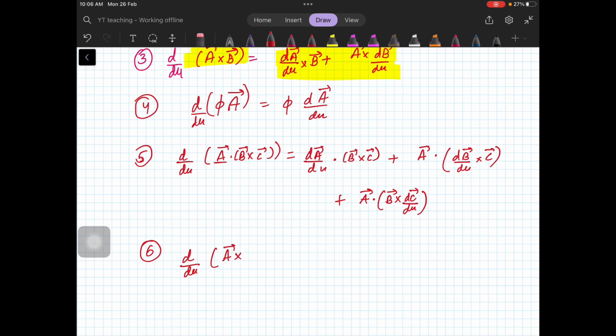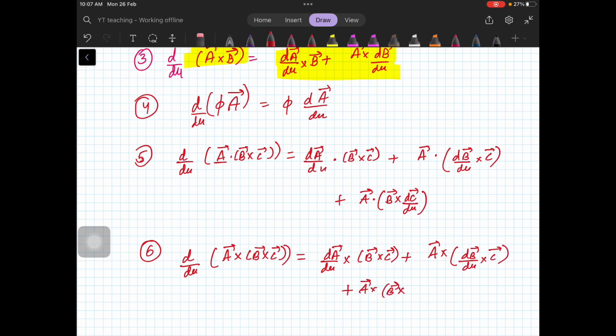The last one is the vector triple product, a cross b cross c. In the first term you differentiate the first vector and keep the other vectors as such, in the second term you differentiate the second vector and keep the others as such, and in the third term you keep the others as such and differentiate the third vector.